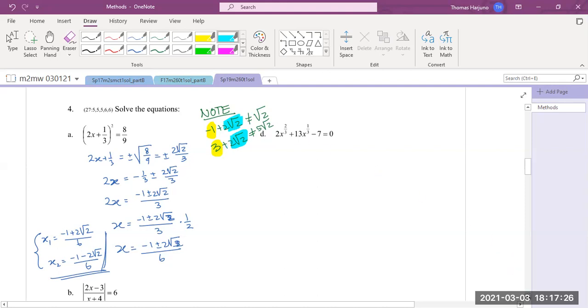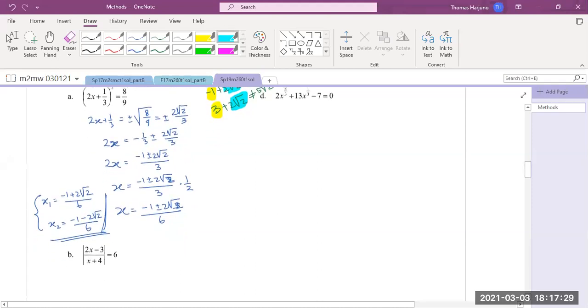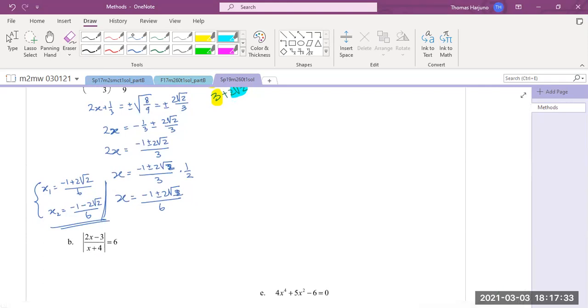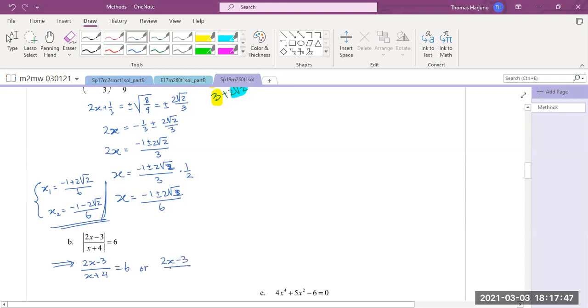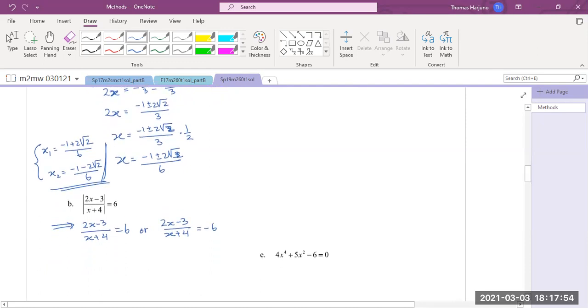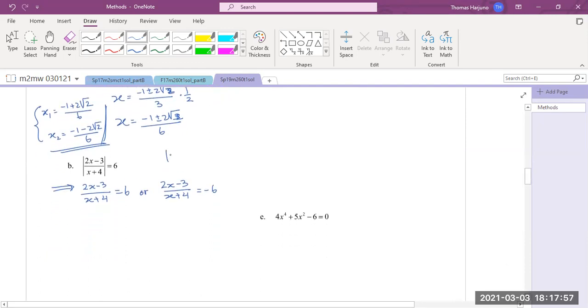Let's go on with part B. Absolute of blah equals 6 means 2x minus 3 over x plus 4 is equal to 6, or 2x minus 3 over x plus 4 equals negative 6. It is based on absolute of blah equals a positive number implies blah equals that positive number, or blah equals the opposite of that positive number. Now we solve that one by one.